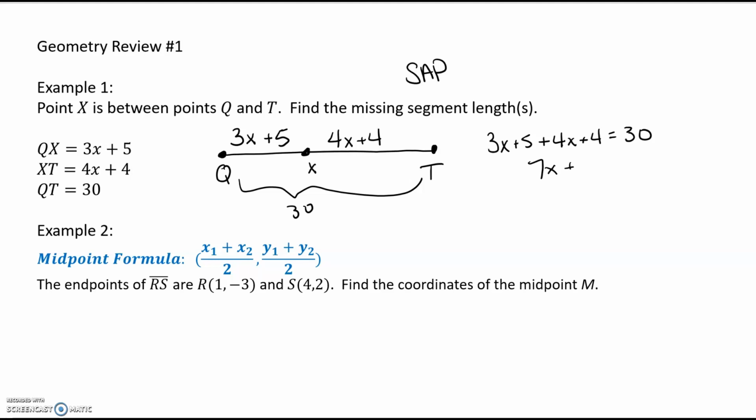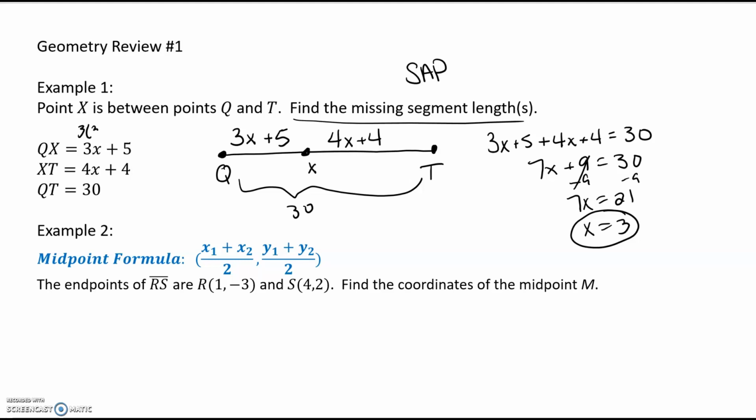So I'm going to combine some like terms here. And then I'm going to subtract my 9. And I get that x equals 3. I am going to plug that back in because it says find the missing segment lengths. So I have 3 times 3, which is 9, plus 5, so I have 14 for that segment. And then for this next one, I have 4 times 3, which is 12, plus 4, so I get 16 for that segment. And you can always double check that those two do add together to equal that 30. So that is your segment addition postulate.